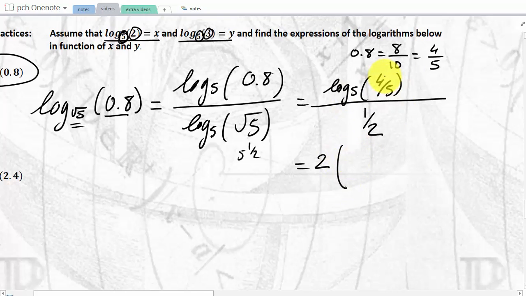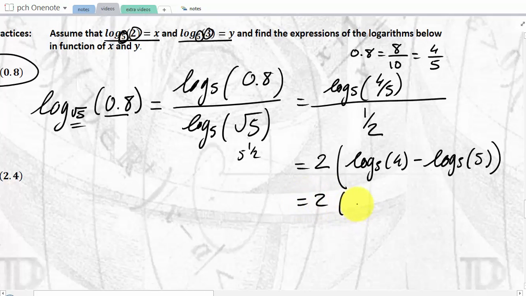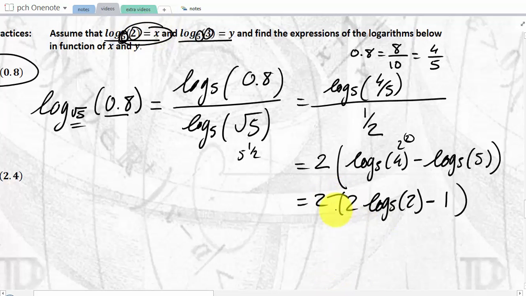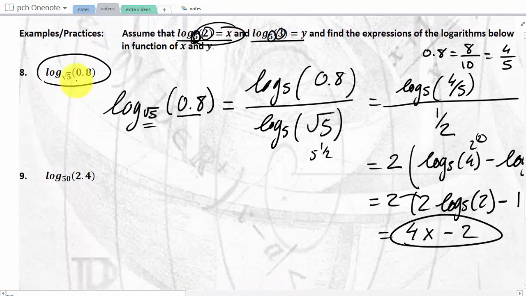2 times log base 5 of 4/5 is the log base 5 of 4 minus the log base 5 of 5. The log base 5 of 4 is 2 squared. Okay, so let's see what we have here. This is 2 squared, so I'm going to take the 2 out. 2 log base 5 of 2 minus 1. Finally, what do I have? Log base 5 of 2 is x, so this is going to be 4 log base 5 of 2, so 4x minus 2. 4x minus 2 is the expression of log base root 5 of 0.8. Okay, so please do number 9.